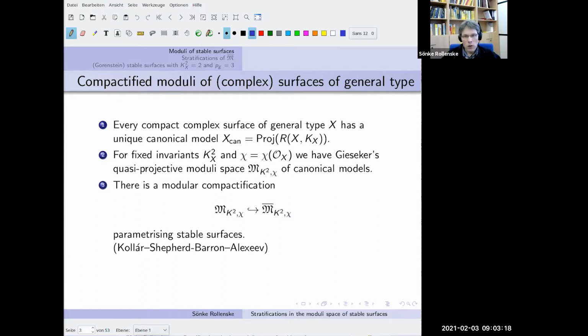So let's recall: every compact complex surface of general type has a unique canonical model, which I can recover via the canonical ring. If I fix invariants, then there's Gieseker's quasi-projective moduli space. And this sits inside the modular compactification, which parameterizes stable surfaces. This is due to Kollár, Shepherd-Barron, and Alexeev, so it's often called the KSBA compactification.